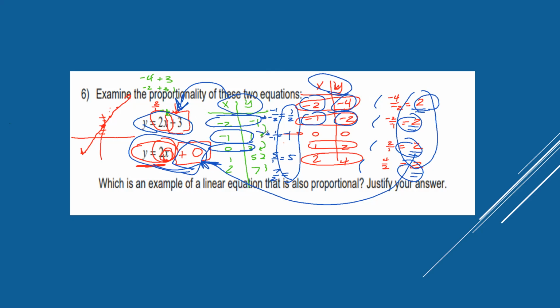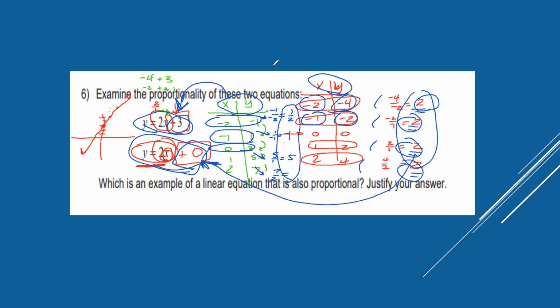Or you can look at this other one and look at how I stacked them up. The y over x was a half, then it was -1, then it was 5, then it was 3.5. Anyway, definitely not the same proportion. Or you can just say it's not going through the origin, hence it's not proportional.